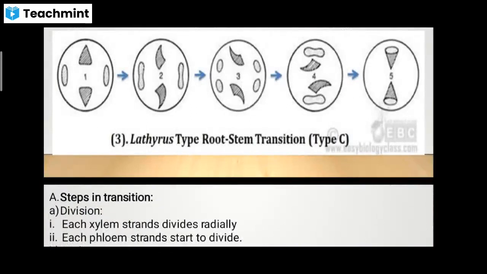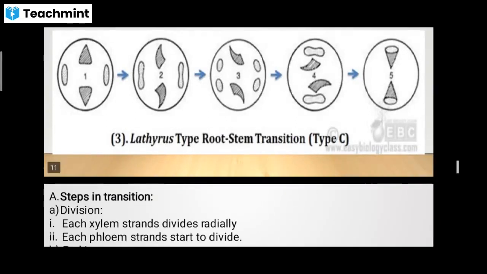In the first figure, it is the radial arrangement which is seen in the root part of this plant. There are two xylem strands and two phloem strands. After the division in the phloem strand, four phloem strands will be formed. Then these phloem strands will be fused, and only two vascular bundles are formed in the stem. How these transitions take place, let's discuss one by one.